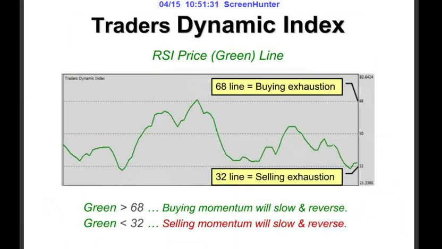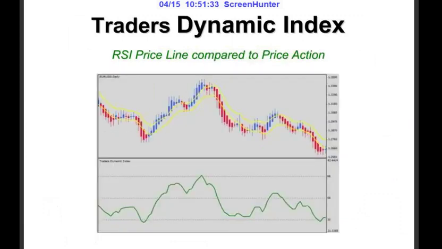Now here's an example of what I'm talking about here, comparing just the green line, which is the RSI price line, with price action. You can see at times the green line, we were talking about potential buying right here, but it's not necessarily set up just right here.